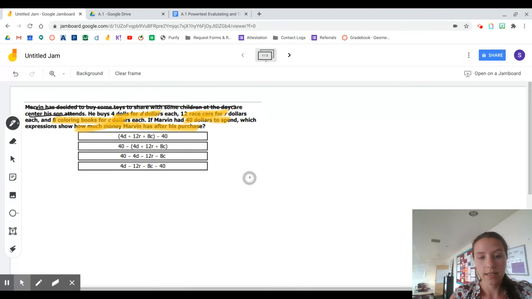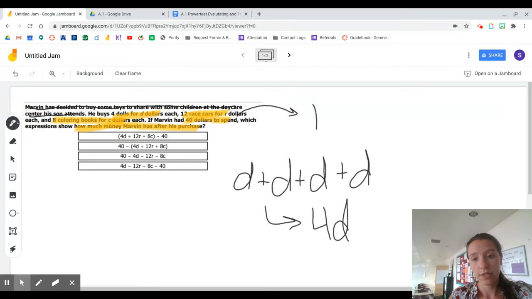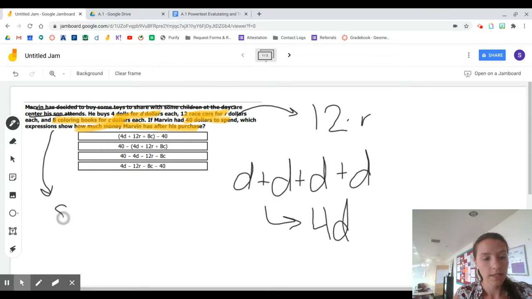You could either say that it's D dollars plus D dollars plus D dollars plus D dollars. You might do that because I said the words in total. But since they're all the same, we can go ahead and make that multiplication and say 4D is how much the dolls cost. In a similar way, the race cars are going to be the 12 race cars at R dollars each. And the coloring books are going to be 8 coloring books at C dollars each.